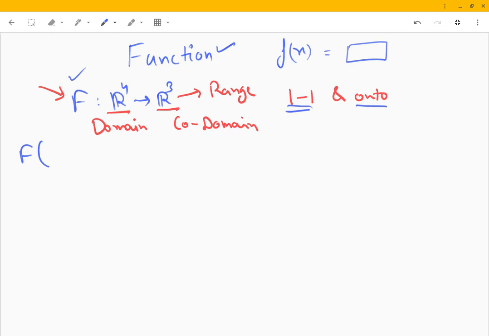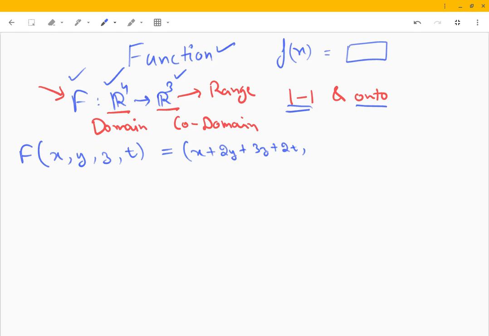All right, now let's look at a concrete example to understand it better. Our domain is a four-dimensional vector space, so it will have four-tuples, and it will send them to three-tuples, like this. Our input will be x, y, z, and t, and it will send it to three-tuples. I have an example with me: x plus 2y plus 3z plus 2t.